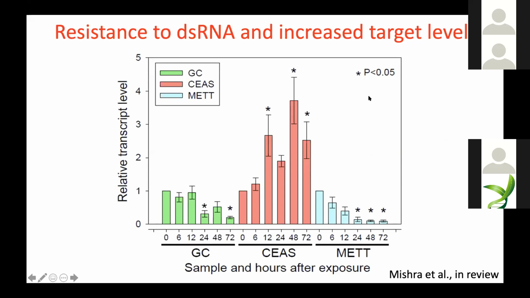This upregulation of the target gene has also been described in other reports that have been published, even though the mechanism is not known. But definitely this upregulation of the target gene can overcome the silencing induced by RNAi and contribute to resistance in these insects.